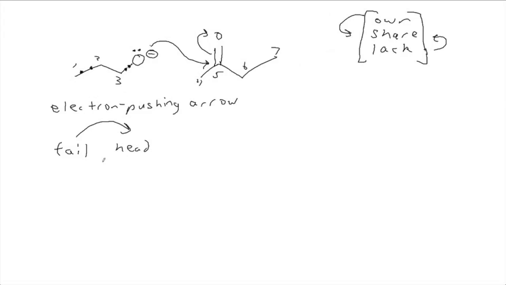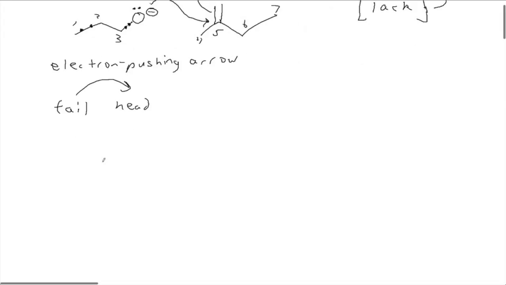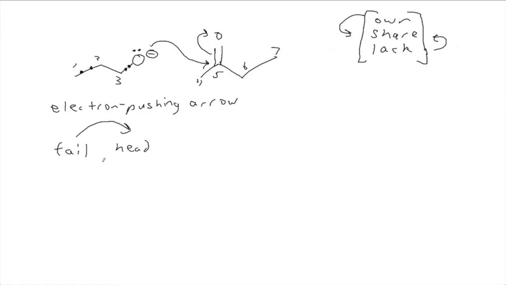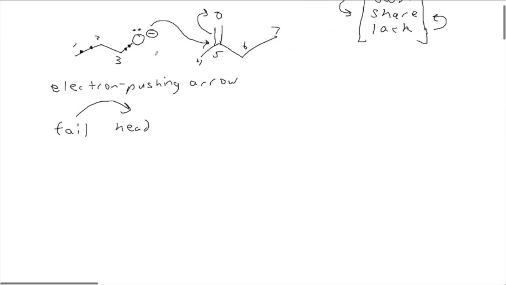So the next thing we want to do is learn how to draw the product based on the electron-pushing arrows. If you're given electron-pushing arrows, you should be able to draw the product based on those electron-pushing arrows, because there are rules for drawing the product based on the electron-pushing arrows.